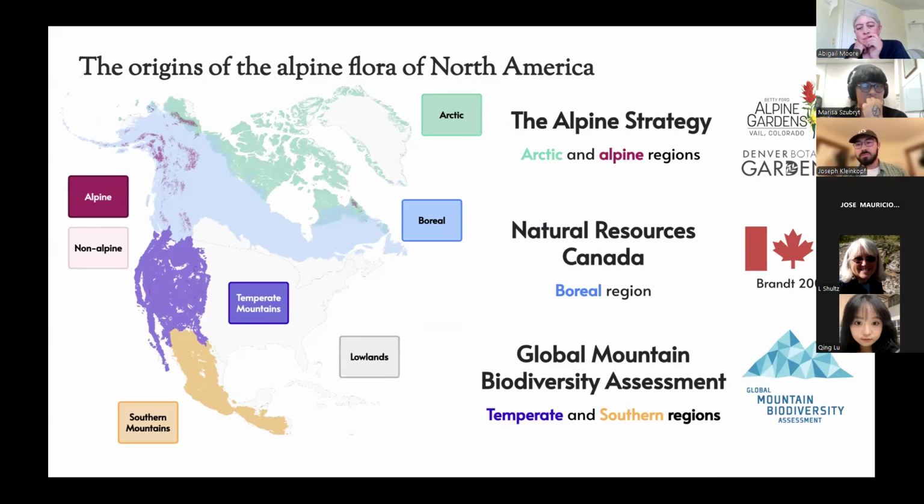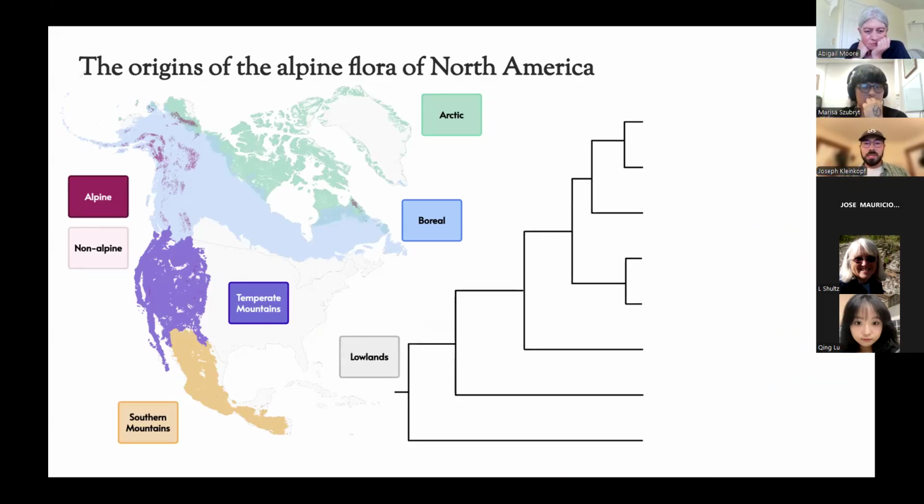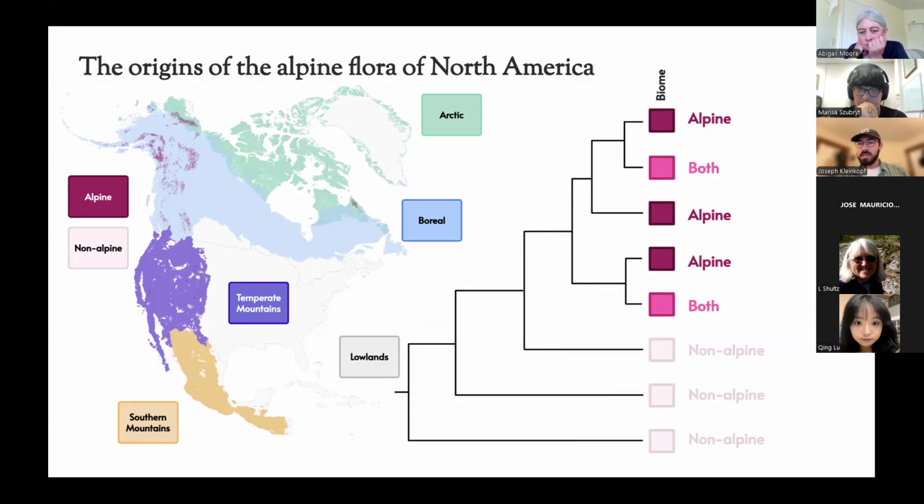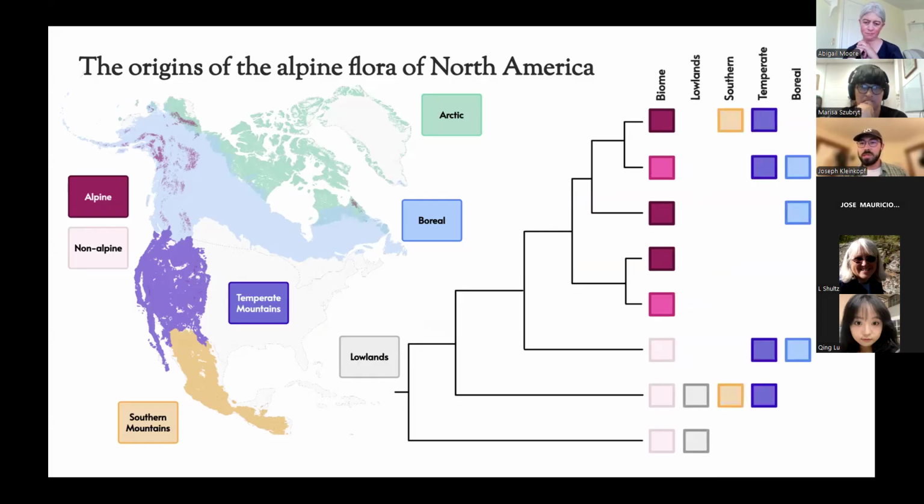And then anything that didn't fit into these mountain regions, I put into the lowlands. And then the basic idea is to reconstruct a phylogenetic tree. So for this case, Erigeron, download a whole bunch of GBIF occurrence data and overlay that with my shape files, and then using that, assign species to their biomes. So we could do alpine, non-alpine, or both, and then to their distinct regions.